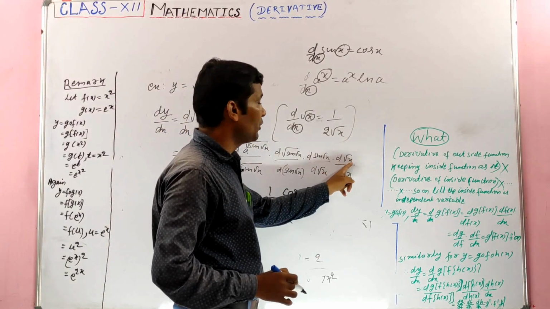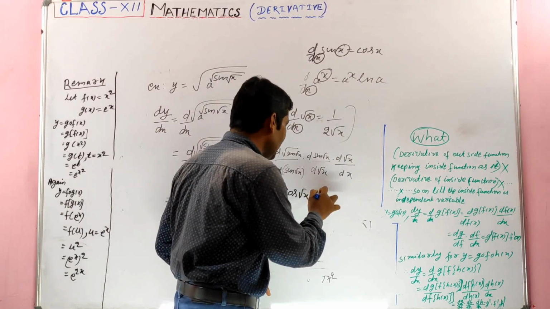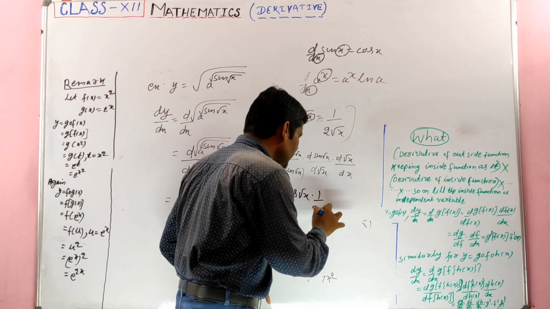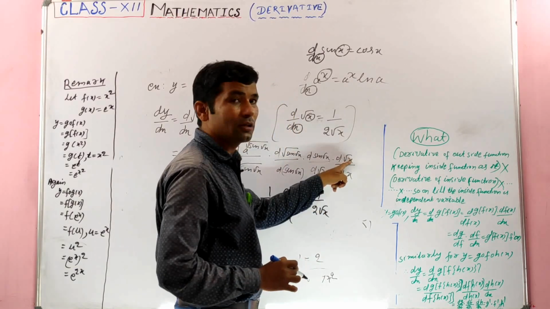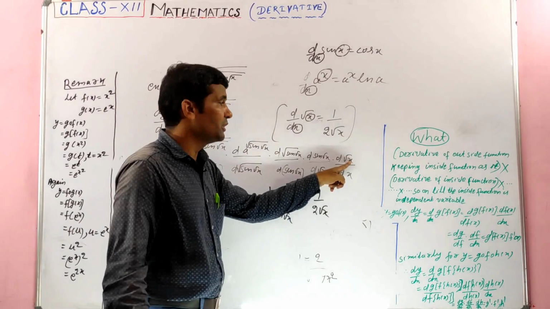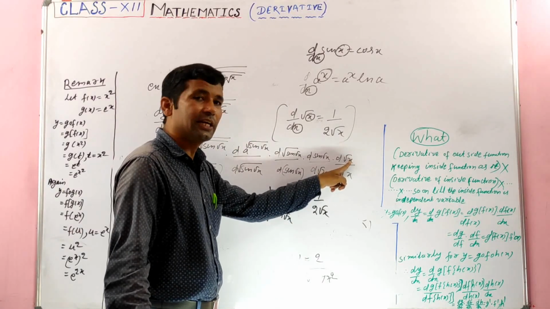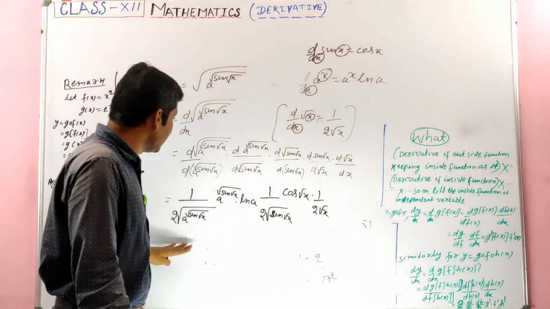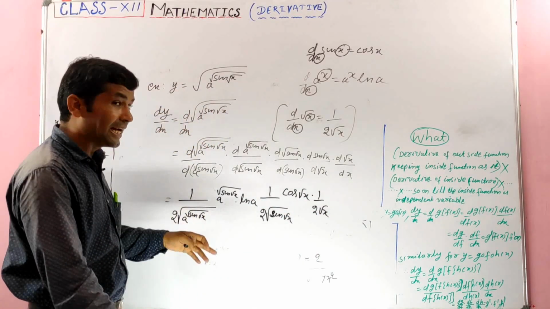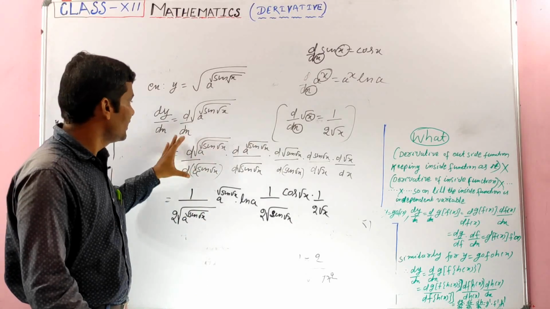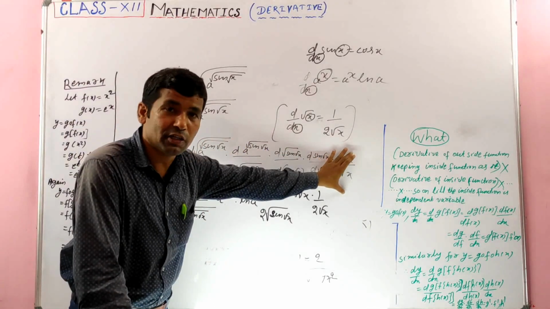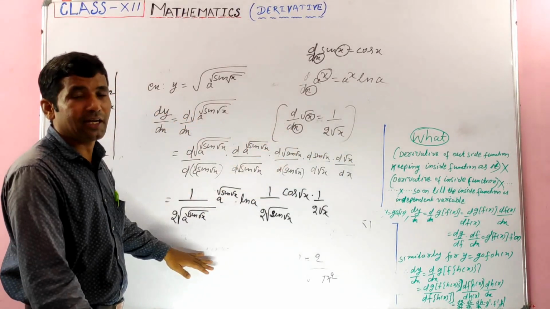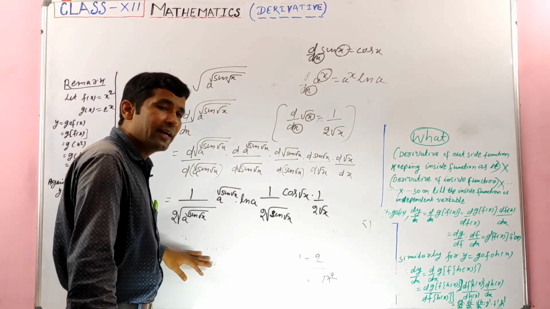Again the derivative of root x is 1 by 2 root x. Now see, the inside variable is x, the independent variable. We have reached the independent variable, so the process terminates. This is the answer of this one. But how will we get it directly? See, we need not adjust this much. After becoming well acquainted with the chain rule, we can find it directly.